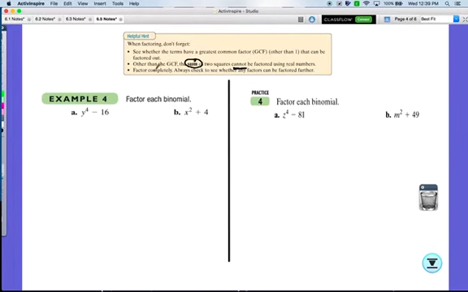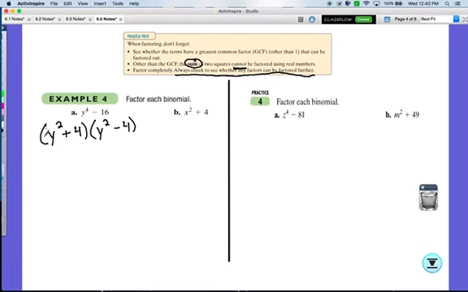Okay? Then always check to see whether any factors can be factored further. Sometimes you'll have to factor again. We'll see that here on A. So A, I've got an even, and then I've got a perfect square. So the 4 divided by 2 gives me y squared plus 4. And then the 16, I'll have y squared minus 4.